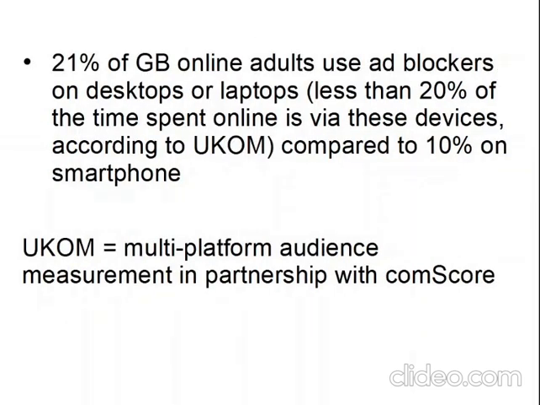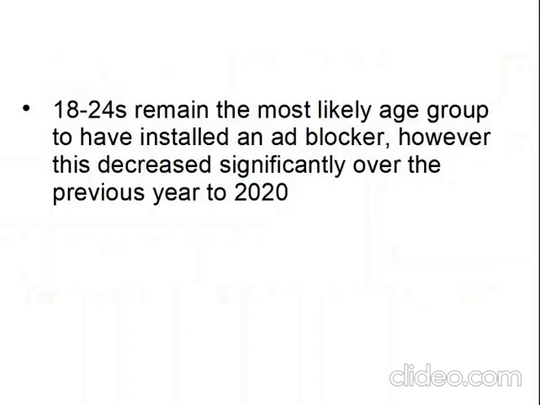So the breakdown regarding devices: 21% of online adults in the United Kingdom use ad blockers on desktops or laptops, but it's worth noting that according to audience measurement, less than 20% of the time spent online in that territory is via those devices, compared to 10% on smartphone. And in terms of demographics, the 18 to 24s remain the most likely age group to have installed an ad blocker. However, this decreased significantly over the previous year to 2020.